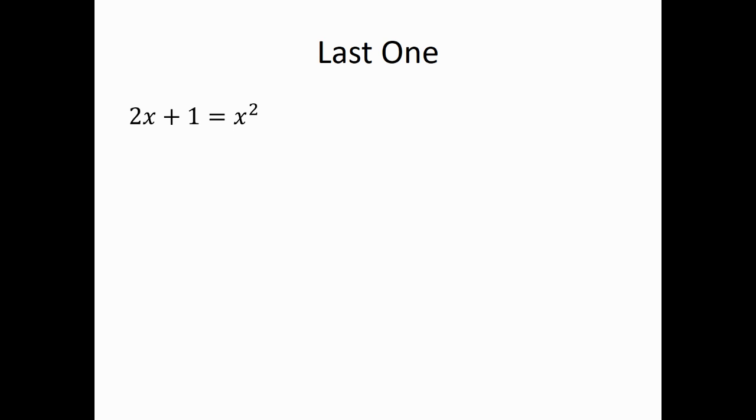So 2x plus 1 is equal to x squared. You should recognize this as a quadratic. It has an x squared in there, and that's not eliminable. You should know as well that the first order of business is to write this in standard form, which would mean that we would subtract the 2x and a 1 from both sides. So when we do that, we'll get x squared minus 2x minus 1 is equal to 0. So there it is, quadratic in standard form.